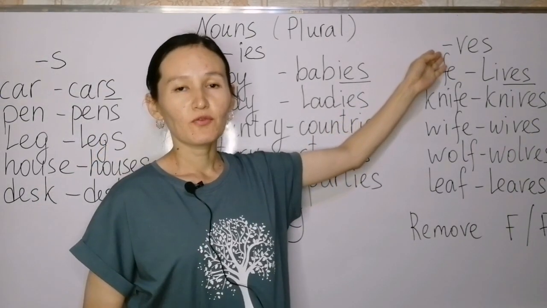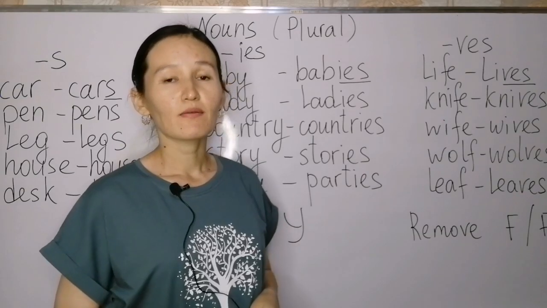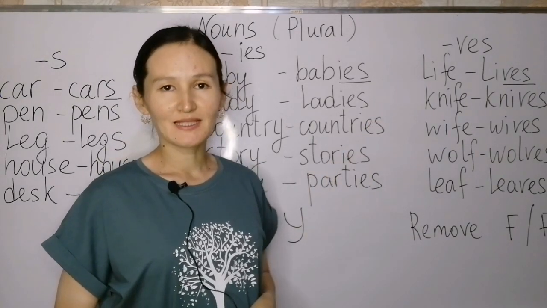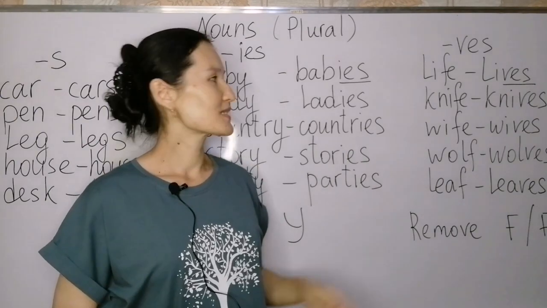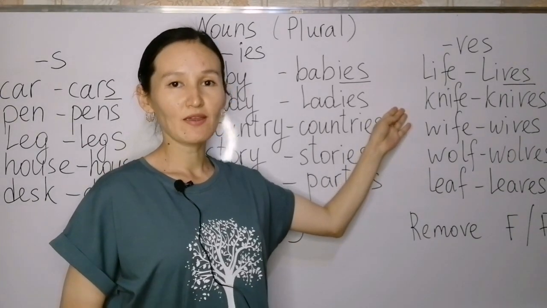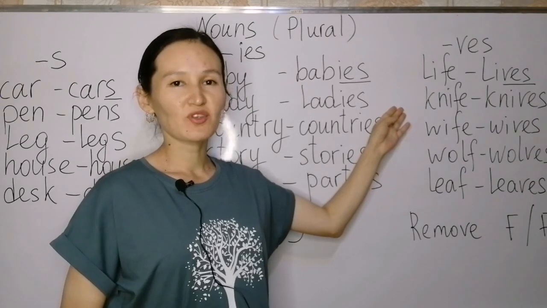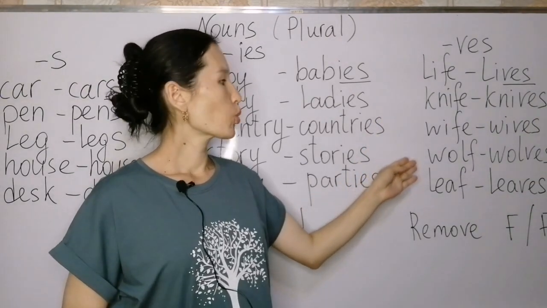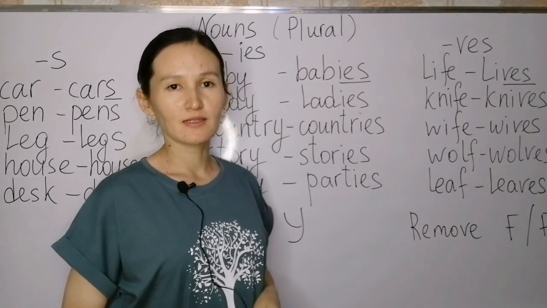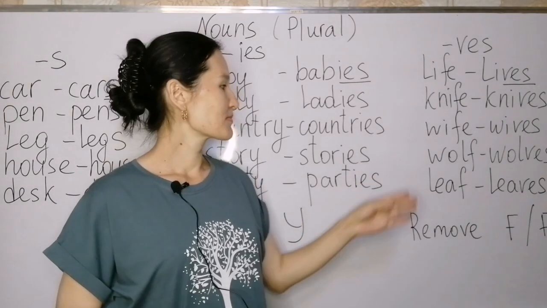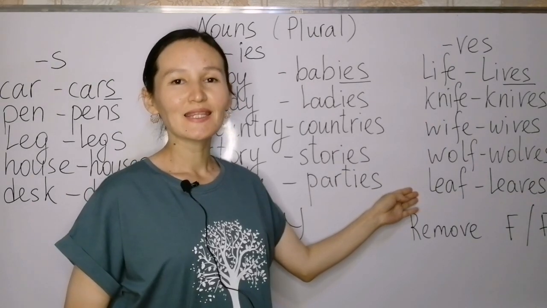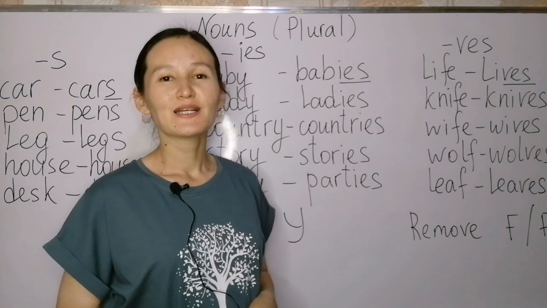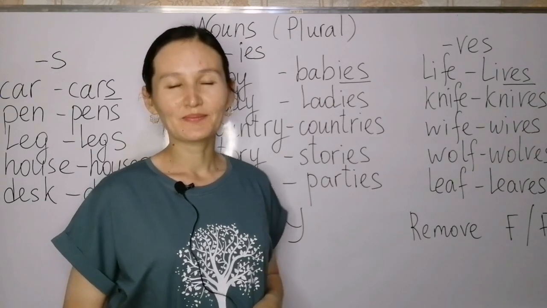ves. Life, lives. Knife, knives. Wife, wives. Wolf, wolves. And leaf, leaves. I love yellow leaves.